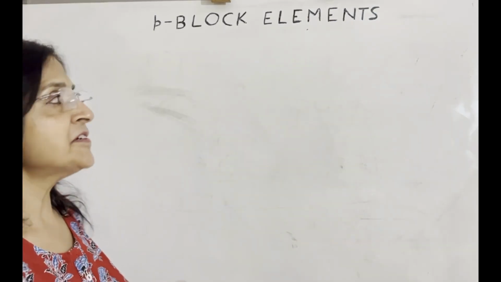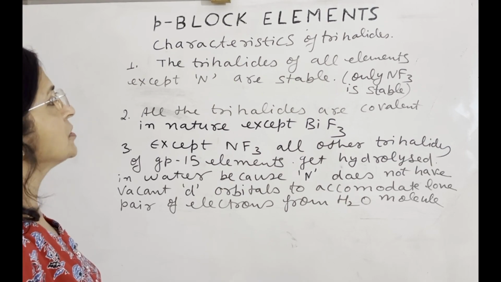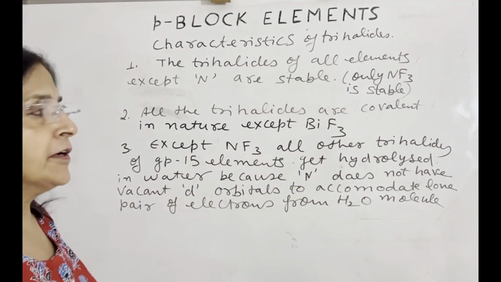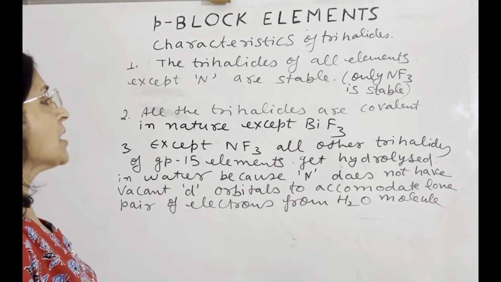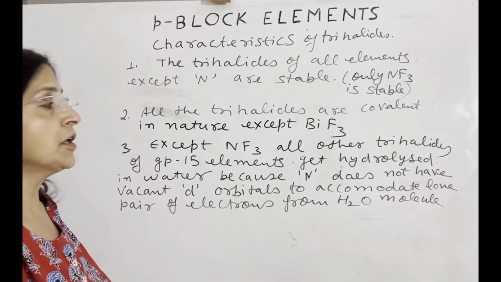Characteristics of trihalides. Number 1, trihalides of all elements except nitrogen are stable, although NF3, nitrogen trifluoride, is stable. All the trihalides are covalent in nature except bismuth trifluoride. This is ionic in nature.